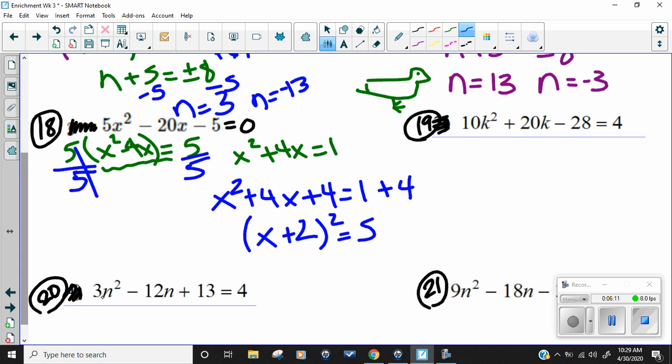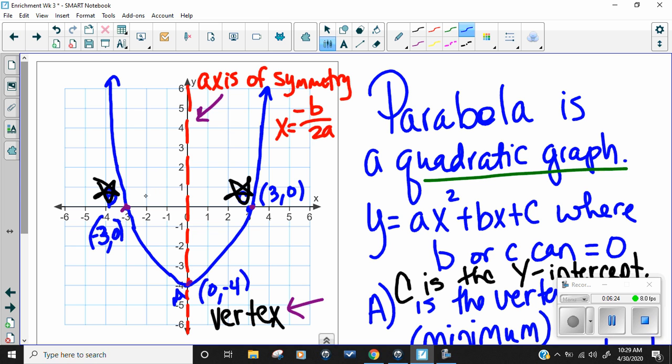So when a is not 1, you have to factor it out. So your choice to get 0 on the right or move the number, the c, to the right side. That's your choice. Okay, so now parabolas.